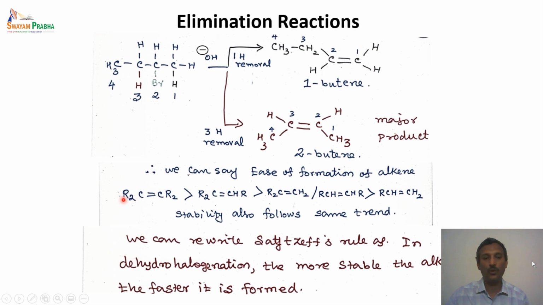Tetrasubstituted alkene means 2R, 2R, so a total of 4 alkyl substituents are there on the carbons. This is the most stable one compared to monosubstituted alkenes. This is the trend shown, and E2 elimination also follows the same. So we can rewrite the Zaitsev rule: in dehydrohalogenation, the most stable alkene is the one that is formed fastest.